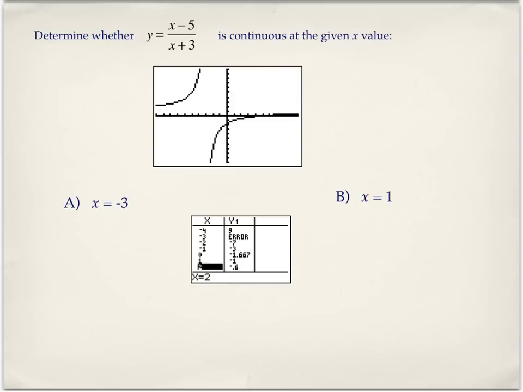Let's just do an example, and we'll look at continuity. It's possible for a function to be continuous at a point and then not continuous at another point, and really the same function.